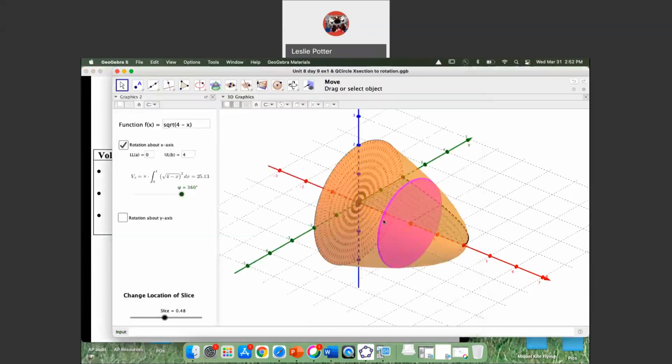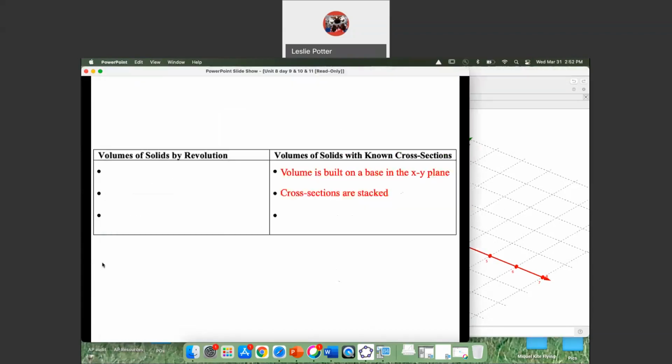Just like these are stacked from 0 to 4. And we know that the cross section could be a variety of shapes. So we had squares and rectangles, and we had also semicircles and triangles and stuff like that.